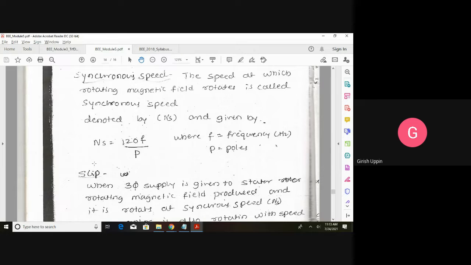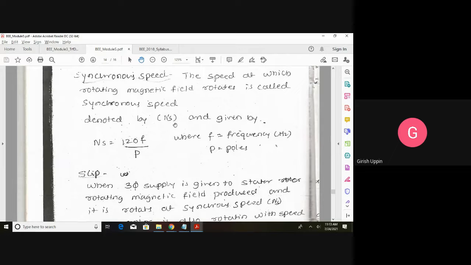It is equal to 1.5 Φm, and Φm is the maximum flux created by any one phase. So that is how we get the rotating magnetic field. Now we said it is a rotating magnetic field, so it will rotate with a certain speed. The speed at which the rotating magnetic field rotates is called the synchronous speed, and it is denoted by Ns.